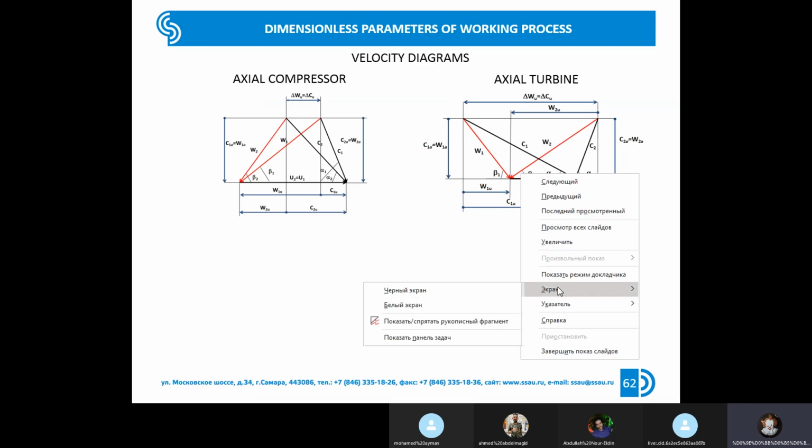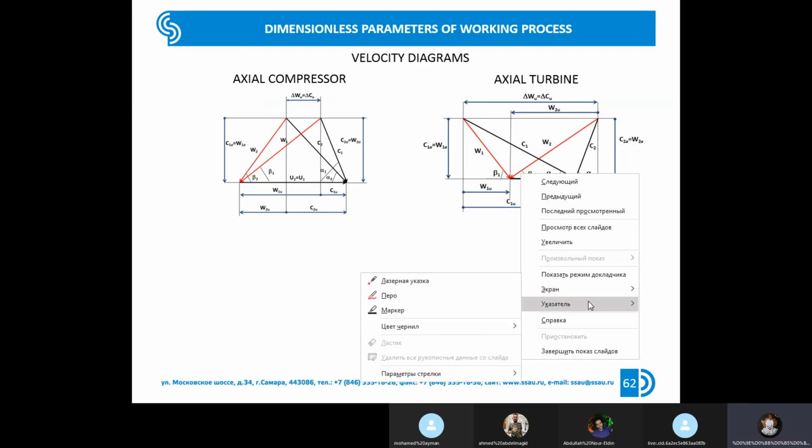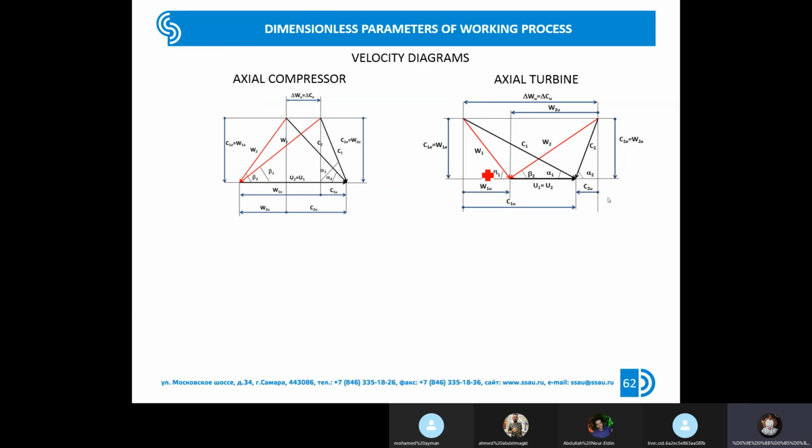One second. So, I lost. So if you look, stupid mistake. If you look carefully at the velocity diagram, it's a trapezoid.